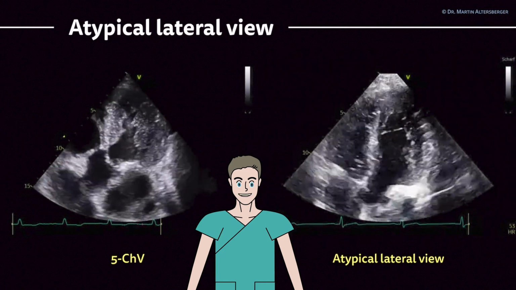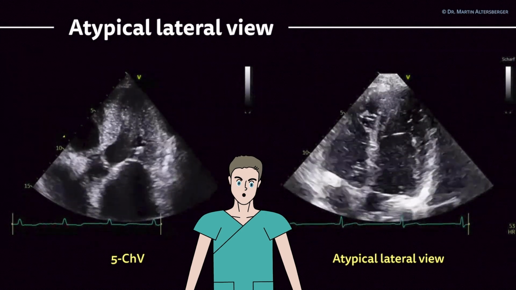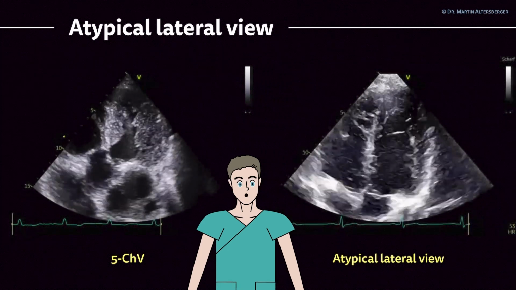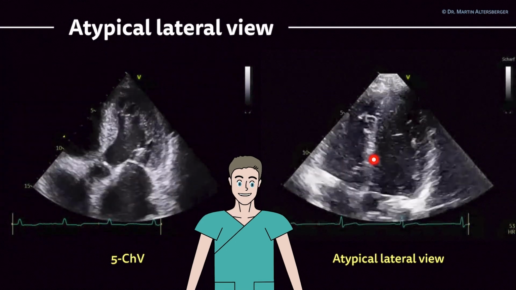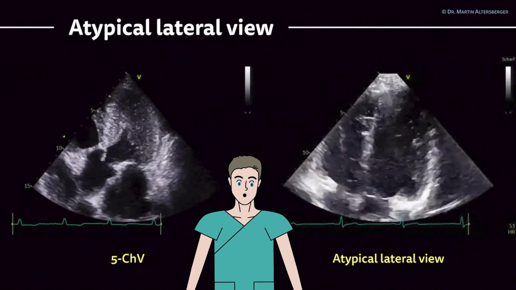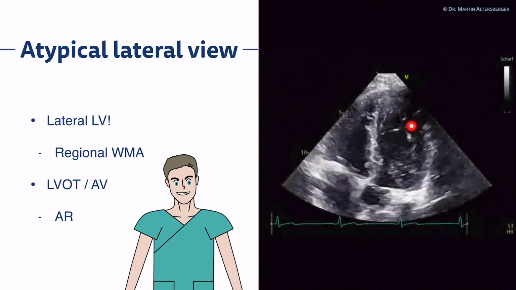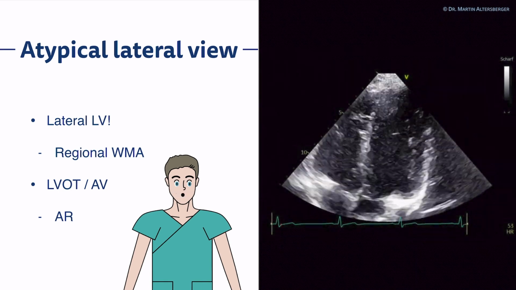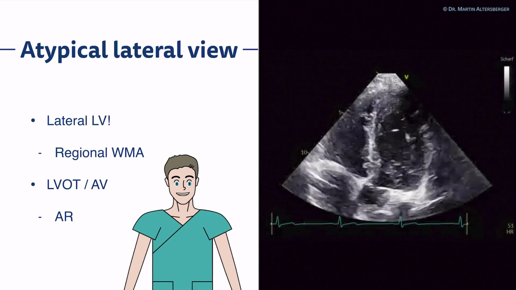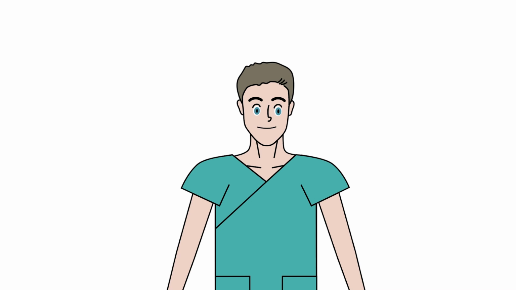And we can also rotate the transducer from a 4-chamber view clockwise to achieve an atypical lateral view. So it looks like a 5-chamber view, but it just shows different parts of the left ventricular walls by means of rotation. Here you have the lateral parts of the left ventricle nicely displayed. Regional wall motion abnormalities in this area can only be seen in this view. You also get a glimpse of the LVOT and the aortic valve, and you can quantify aortic regurgitation.